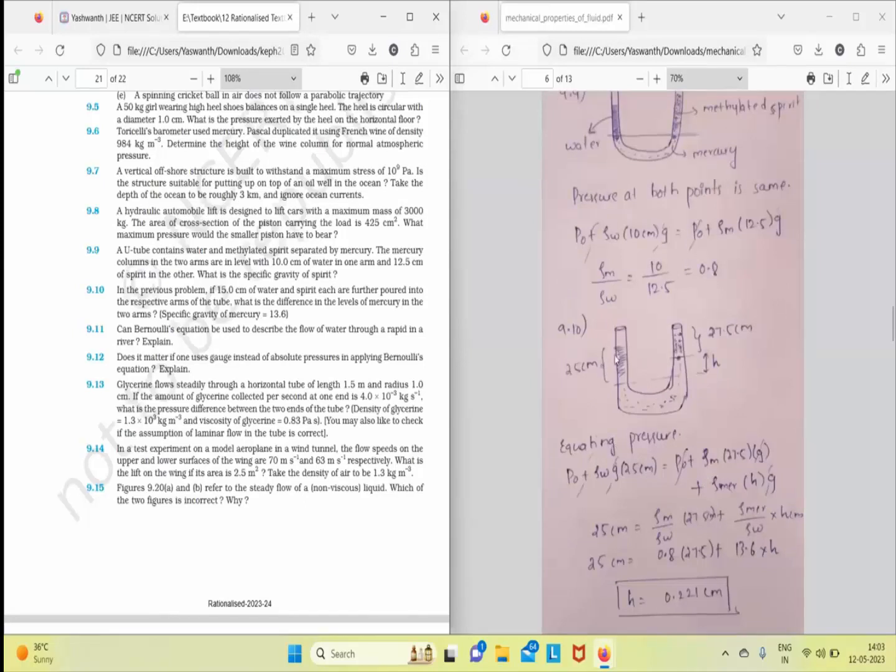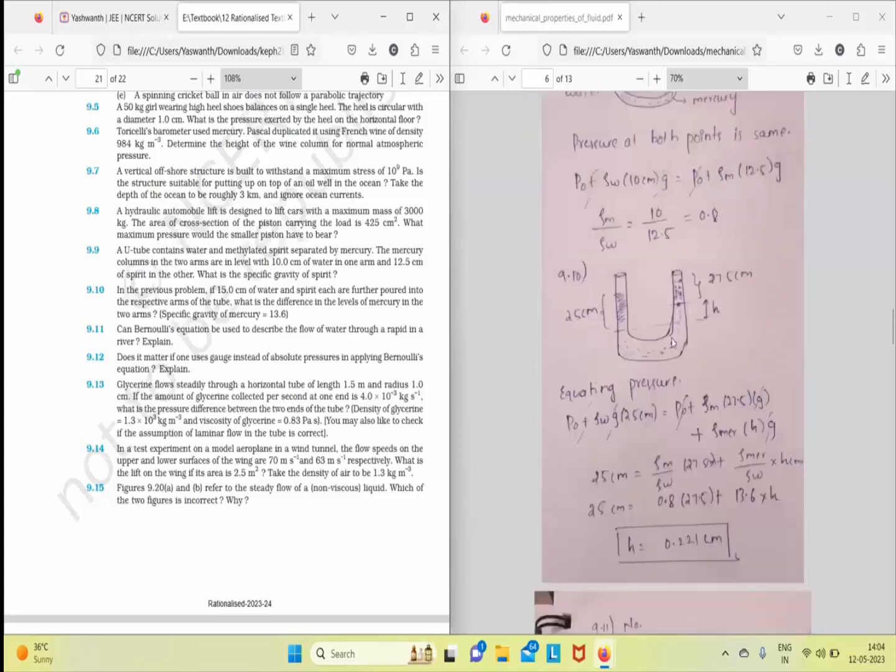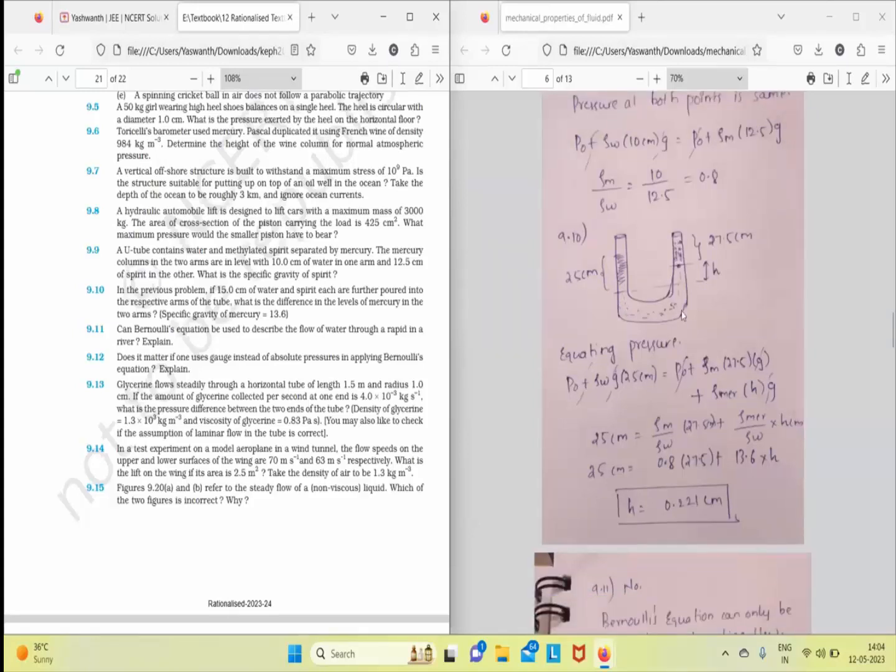So the height of water will be 25 centimeters because previously it had 10 and now I poured 15 centimeters extra. And the height of methylated spirit will be 27.5 centimeters because initially it is 12.5 centimeters and now I poured 15 centimeters of spirit. So the net height becomes 27.5 centimeters. Now what I want is the height difference in the levels of mercury in both arms. In the previous question, mercury was at equal levels in both arms. Now I want to find the difference in height of the levels of mercury in both arms. So again, you just have to simply equate the pressure at these two points.